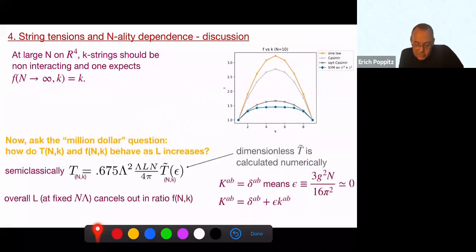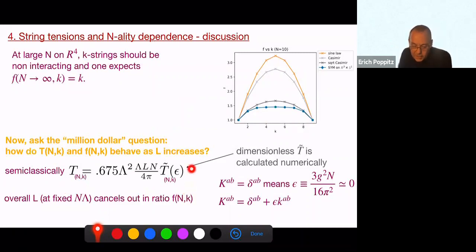We can ask now the following question. What happens to the string tensions and the string tension ratio as L increases? I call it the $1 million question. Okay, it's a joke. Okay, whatever. So how can we study that within this semi-classical theory?